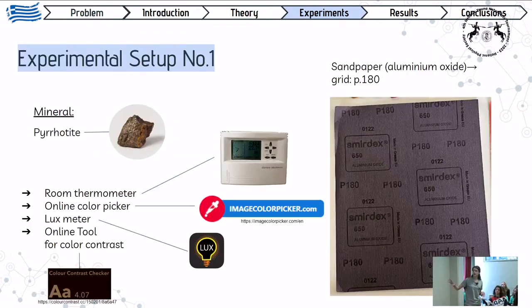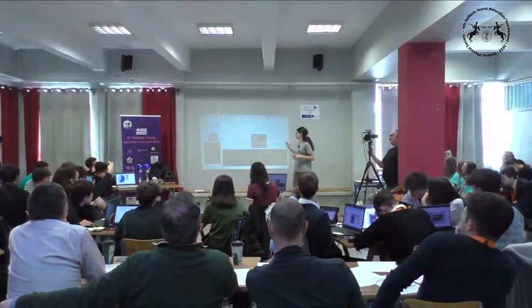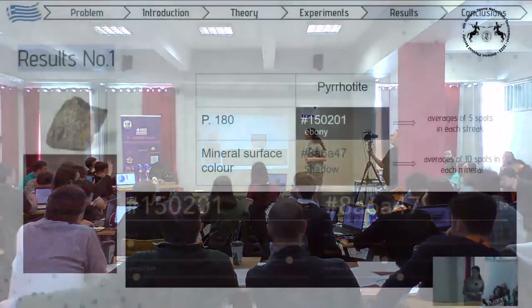Next slide, please. Here you can see our experimental setup. We used pyrite, all the tools necessary in order to do the analysis and keep all the parameters constant, as well as sandpaper of the type of aluminum oxide in a grid size of 180. Here you can see the results of our first experiment.